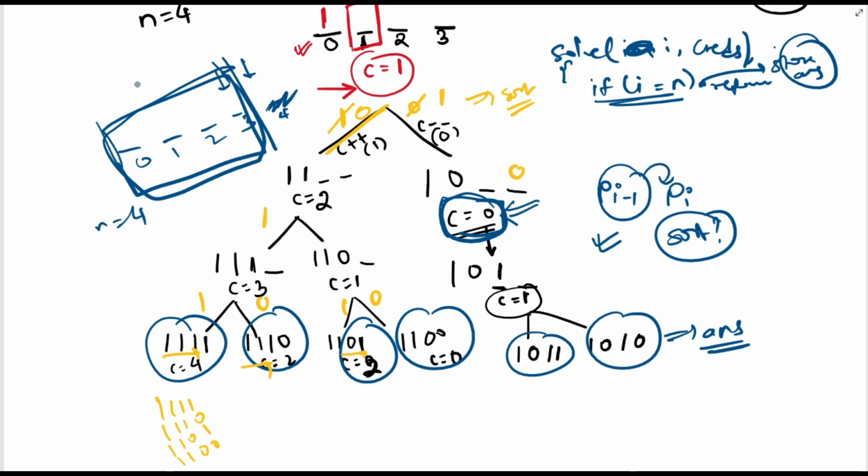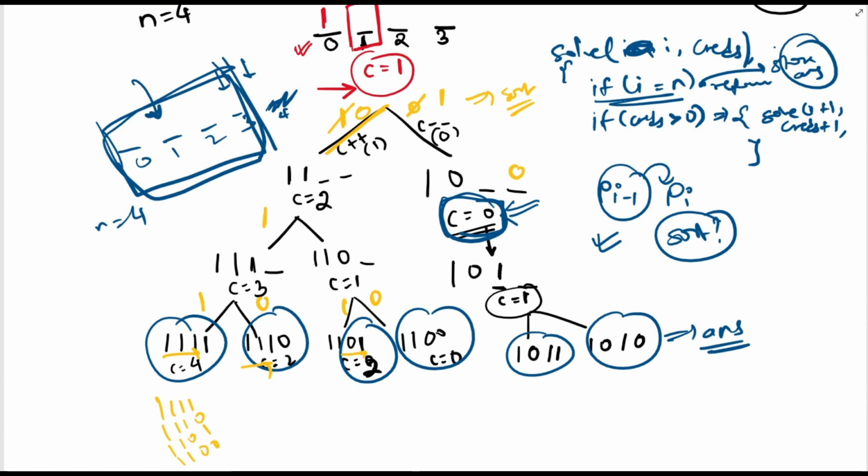Okay. Else I am somewhere in between, then I will check if my credits are greater than zero, then I can try out both the possibilities, right? I can do it like solve i plus one and credits plus one, if I try out 1.